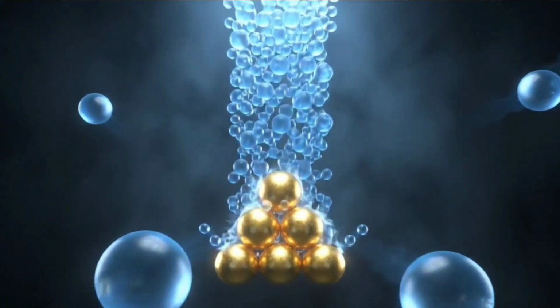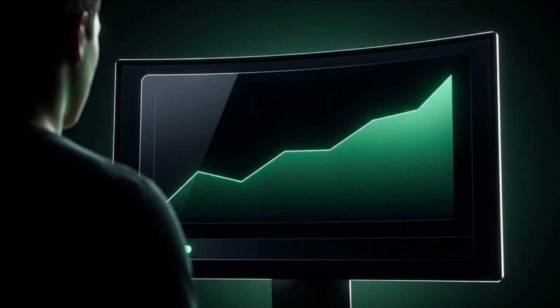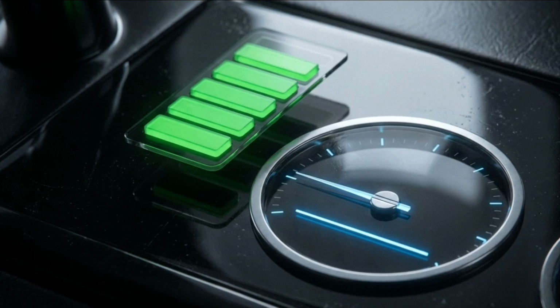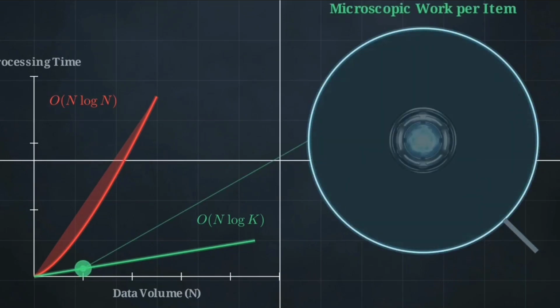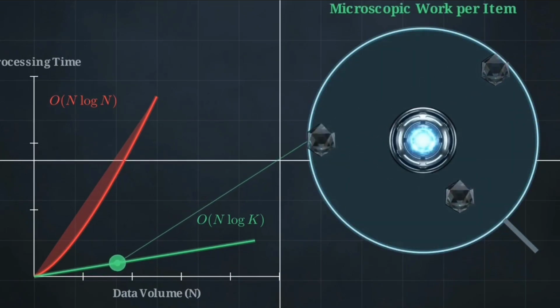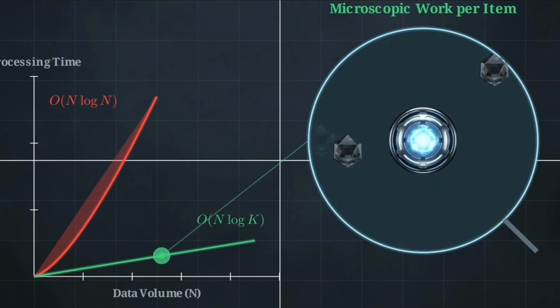If we look back at our analytics dashboard now, it is running perfectly. The servers easily handle millions of events per second, and the leaderboard updates without a single stutter. The processing time to handle all those events has dropped from that steep n log n curve down to O of n log k. We are doing a microscopic amount of work for each incoming item.